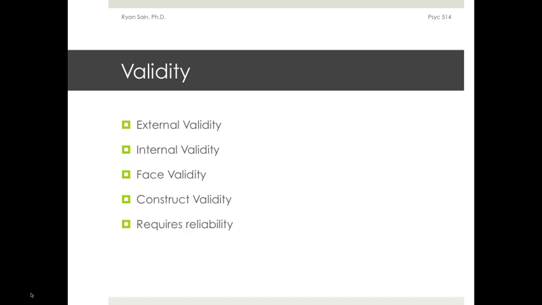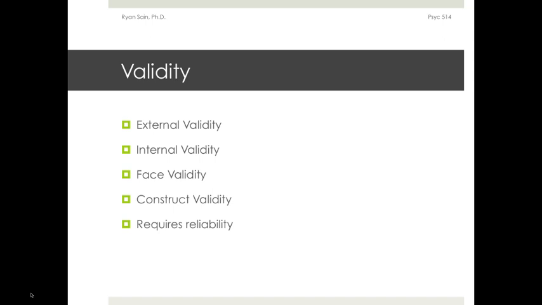Okay? All validity requires reliability. You cannot have a valid measure that is not reliable. Because if your measure is constantly changing, in other words, it's not reliable, then you're probably not measuring what you intended to measure. In fact, I guarantee you're not, because it's changing more than what it should. So you have an invalid measure. So validity requires reliability, but not the other way around.